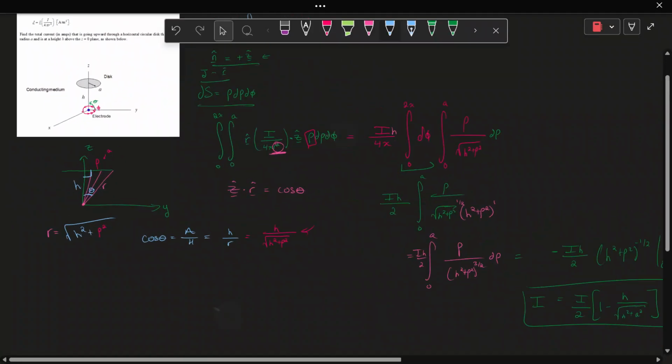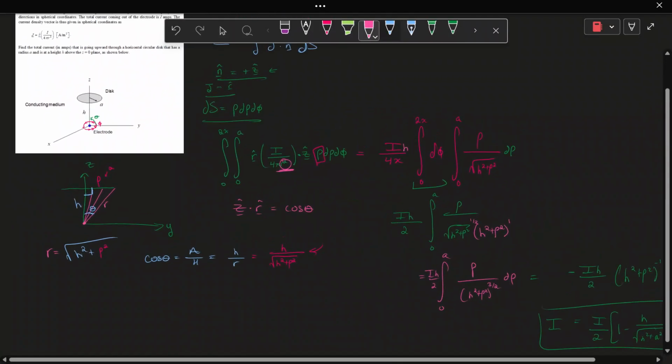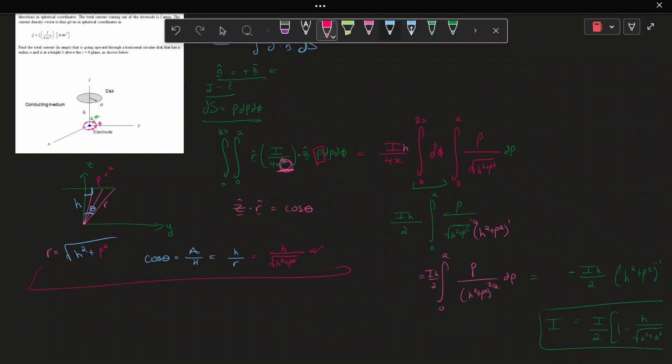Hopefully this made sense. I think the hardest part in this problem is, of course, not forgetting this r squared, but also deriving that r. You have to know what theta is in the context of this problem. Anyways, hopefully you guys can work this out. Again, this is also very important. Look at note 6. You have to be able to do this. If you have any questions, please reach out to me. Otherwise, good luck.